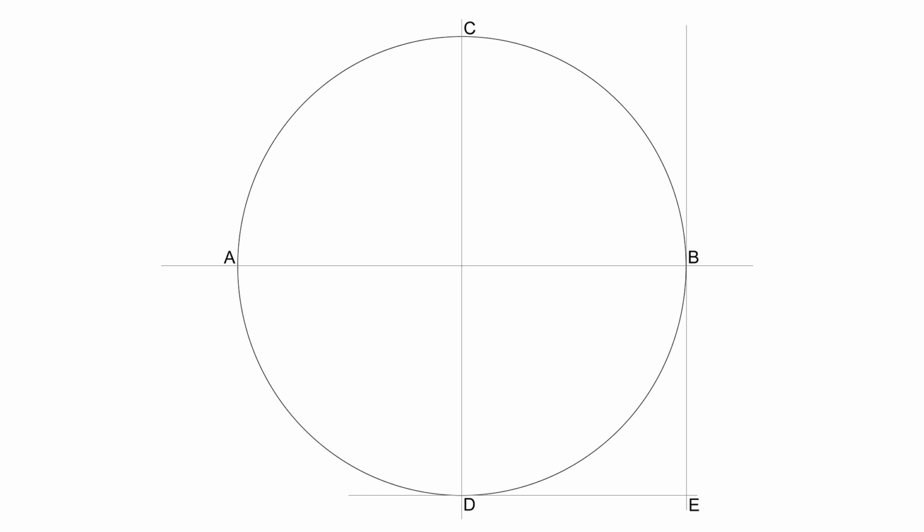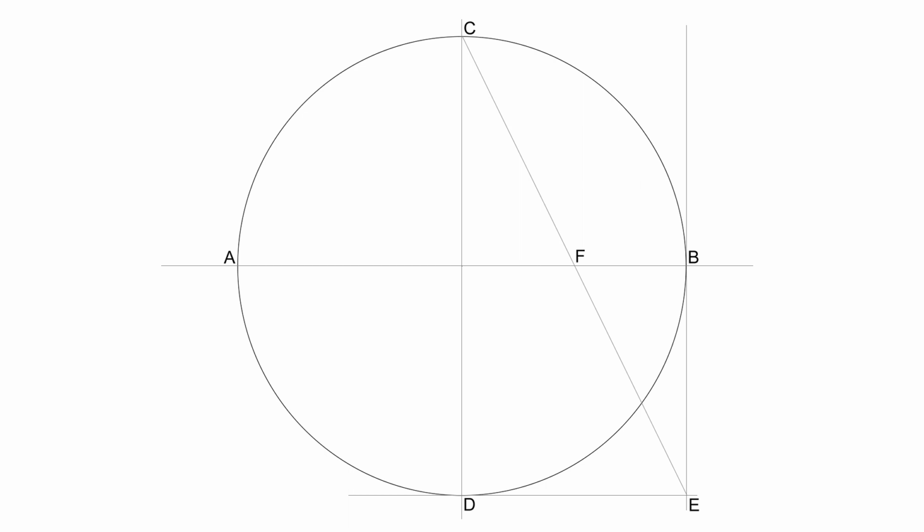So to start, I'll draw a circle with horizontal and vertical lines through the center, crossing the circle at A, B, C, and D. I then draw a vertical line at the right side of the circle and a horizontal line at the bottom, which cross at E. Next, I draw a line from point E to the top center of the circle, C. This line crosses the center horizontal line at F.